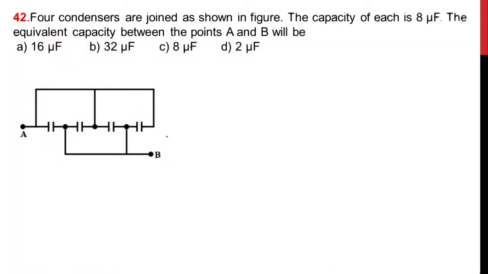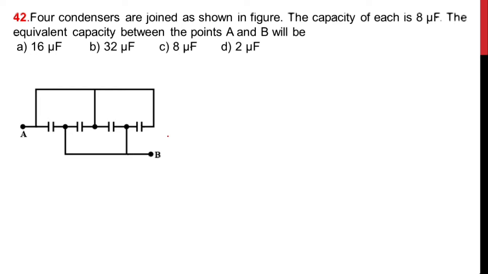Hello everyone. Four condensers are joined as shown in the figure. The capacity of each is 8 microfarad. The equivalent capacity between the points A and B will be. Options are given: 16 microfarad, 32 microfarad, 8 microfarad and 2 microfarad.